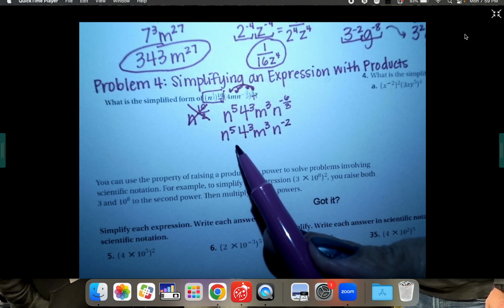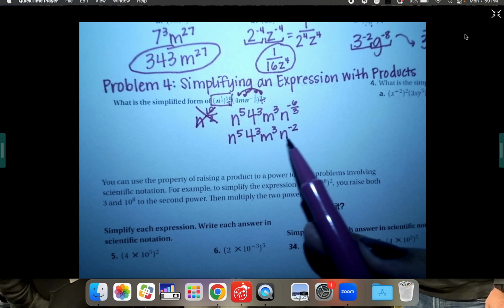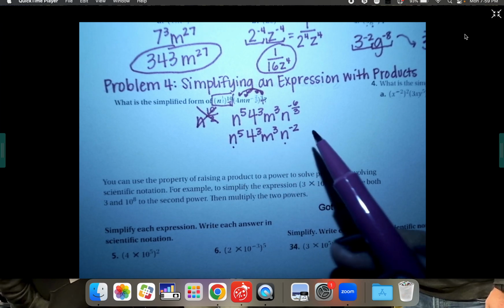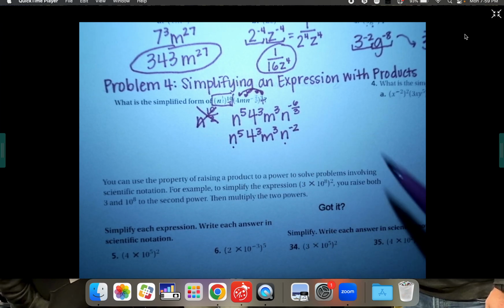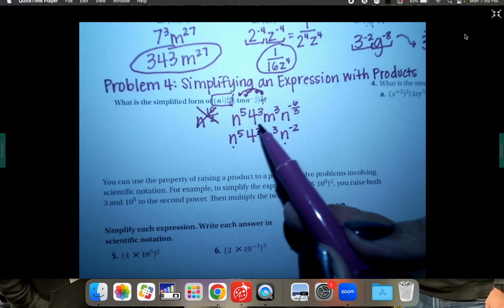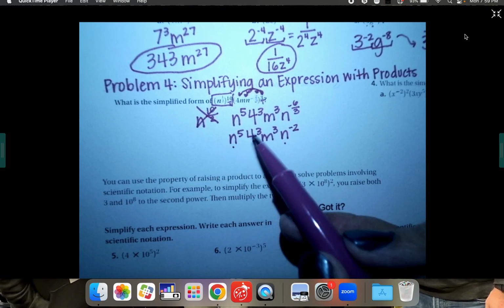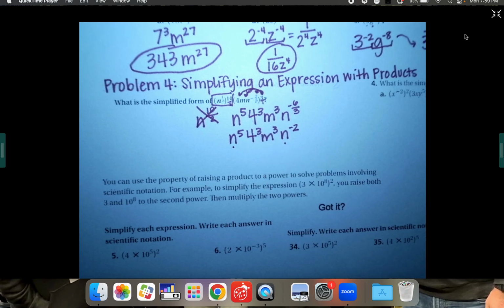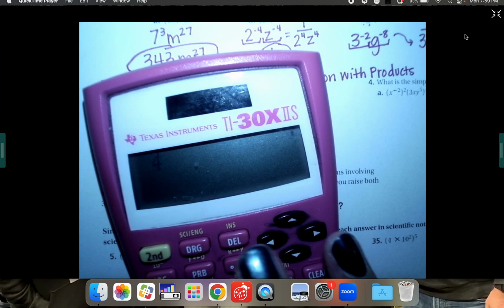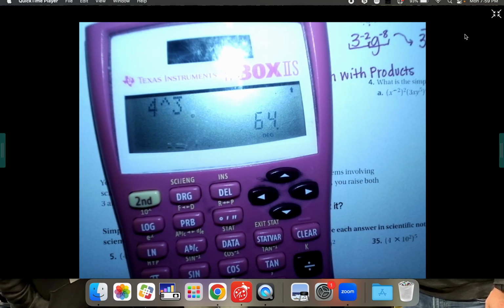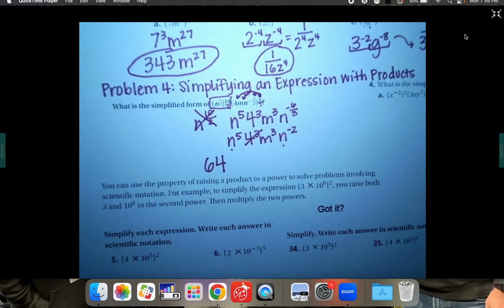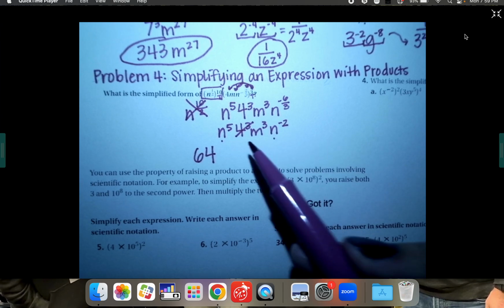Okay, let's look through here and see if we have any bases that are the same. I see an n and I see an n. So if you have bases that are the same, you can add their exponents. So I also want to move this coefficient out front. Coefficients always go to the front, and I can solve it while I do that. So 4 to the 3rd is 4 times 4 times 4. So 4 to the 3rd power is 64. So I want to go ahead and move the 64 out front. And I'm just going to cross it out as I go because I'm going to get really confused here.